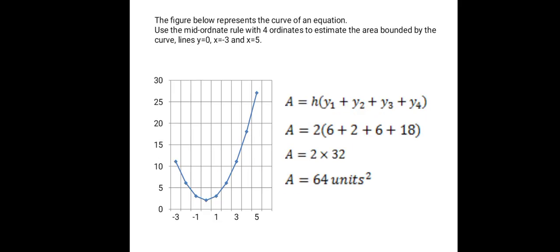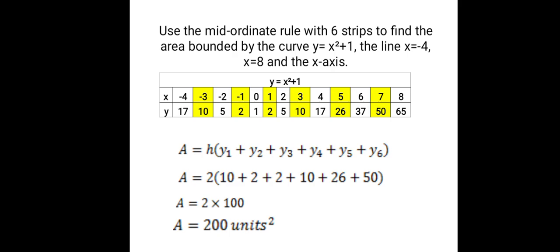The figure below represents the curve of an equation. Use the mid-ordinate rule with 4 ordinates to estimate the area bounded by the curve, the lines y = 0, x = −3, and x = 5. Use the mid-ordinate rule with 6 strips to find the area bounded by the curve y = x² + 1, the lines x = −4, x = 8, and the x-axis.